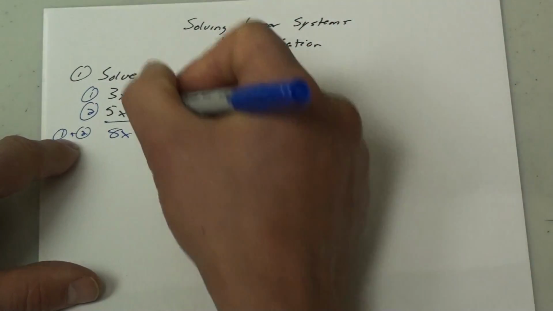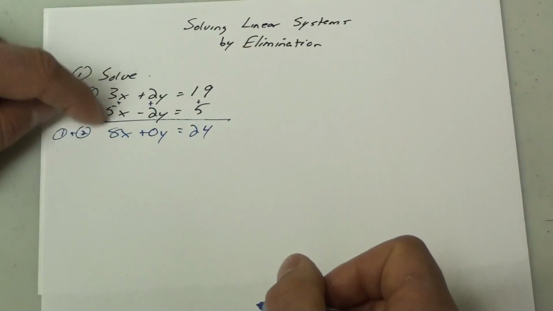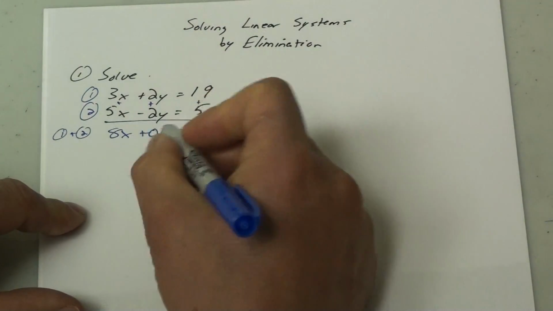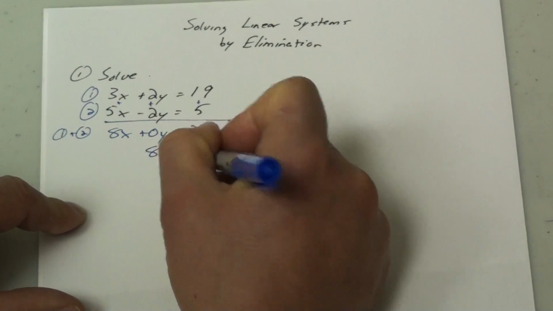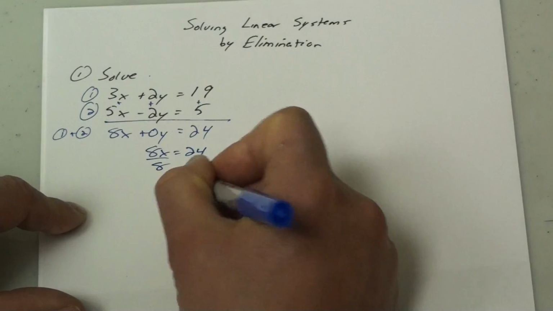I added the two of them, and it's a good idea to put little plus signs in all these spots that you're doing. Just helps you keep things straight. 0y is just 0, so you can kind of ignore it. So 8x equals 24 is really what I'm left with. Divide both sides by 8, x equals 3.